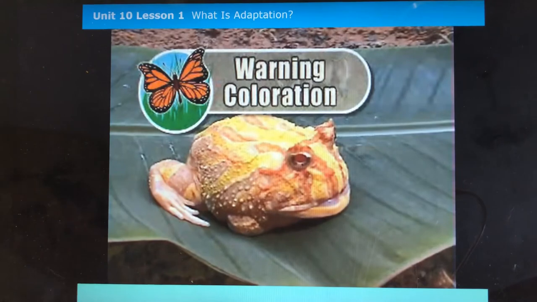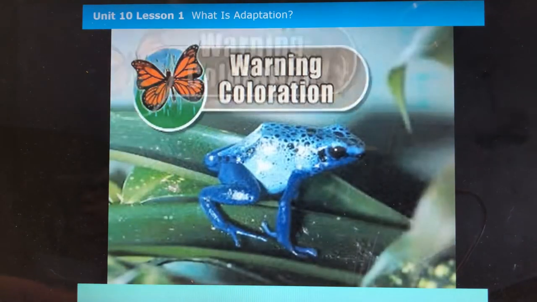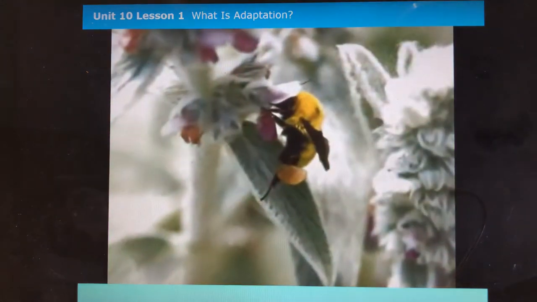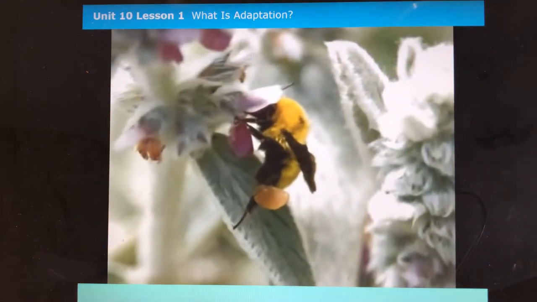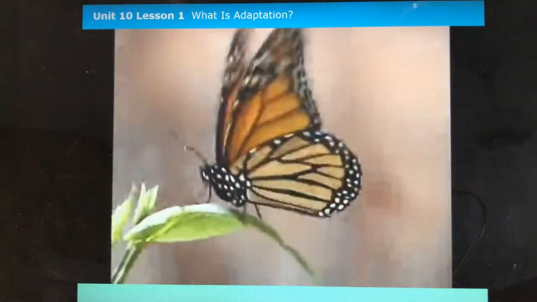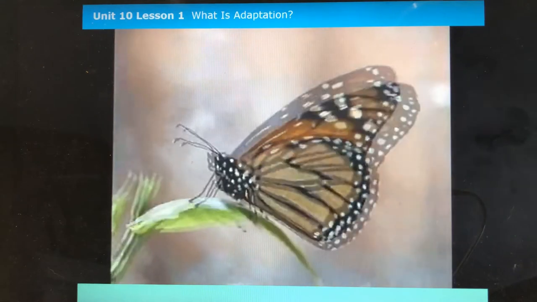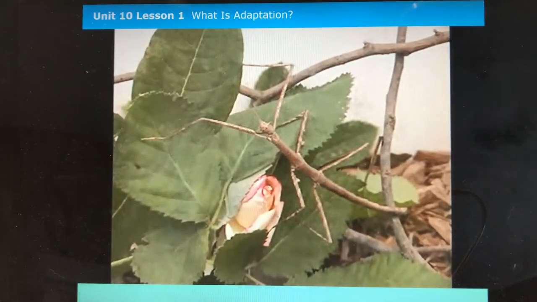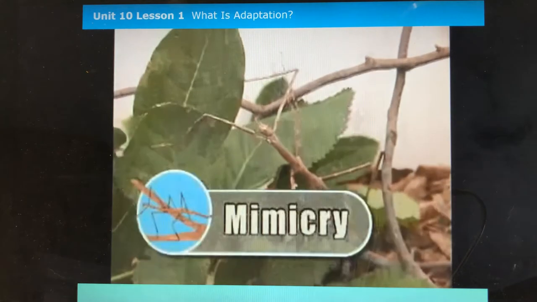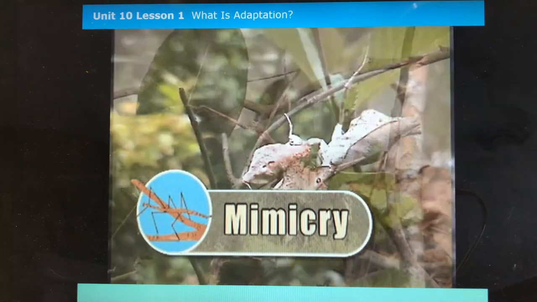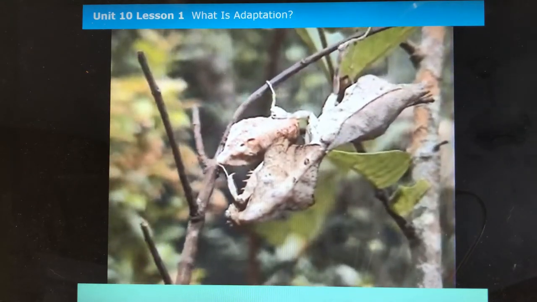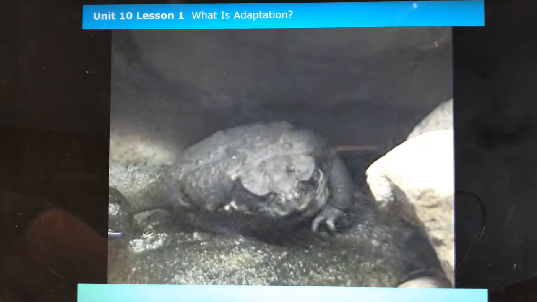Warning coloration is another form of protective coloration. Brightly colored insects, such as ladybugs and bumblebees, taste bad or sting. Predators know this from past experiences with those insects, so their coloring makes the predators leave them alone. Some animals have the same color or shape of another animal, or sometimes even a plant. This is known as mimicry. Mimicry is when one animal mimics or copies another animal, plant, or even a rock.